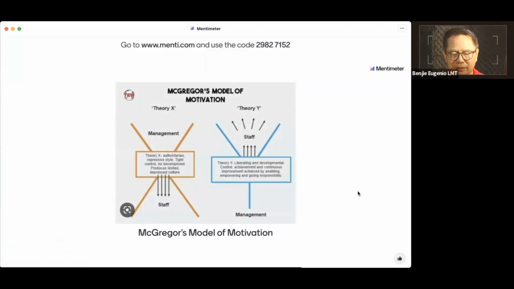Okay. On the other hand, theory Y assumes that employees are self-motivated. They enjoy work and can take responsibility and make decisions. So this is a very contrasting value to theory X, no? Theory Y's view of the workers is that the desire is already in them, built in.